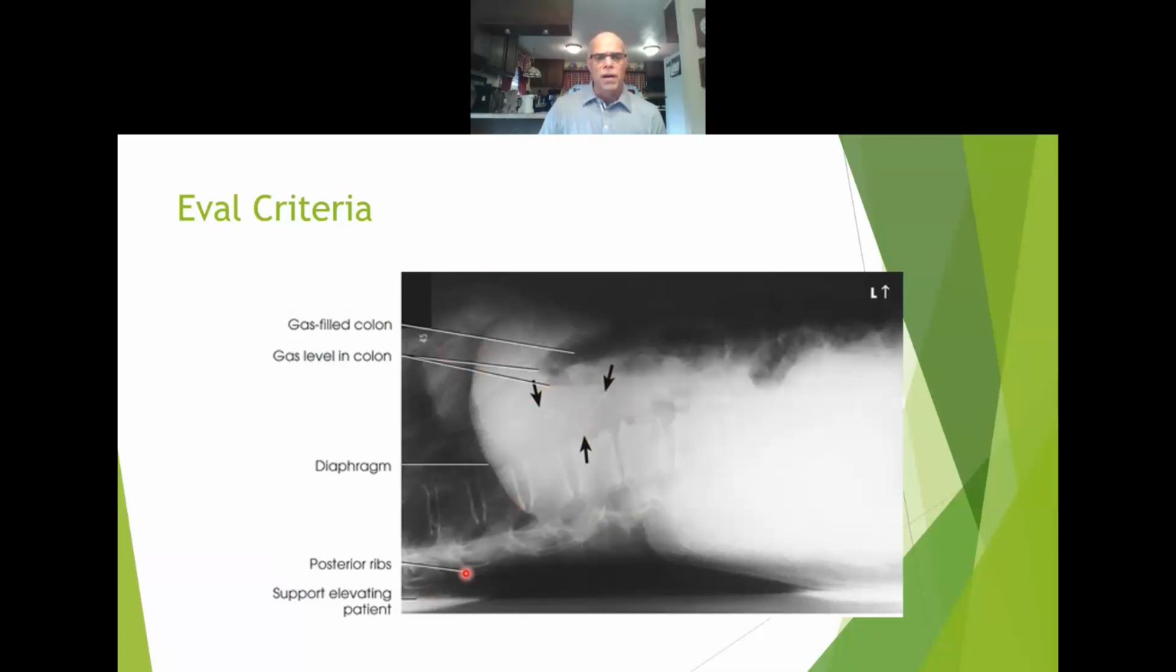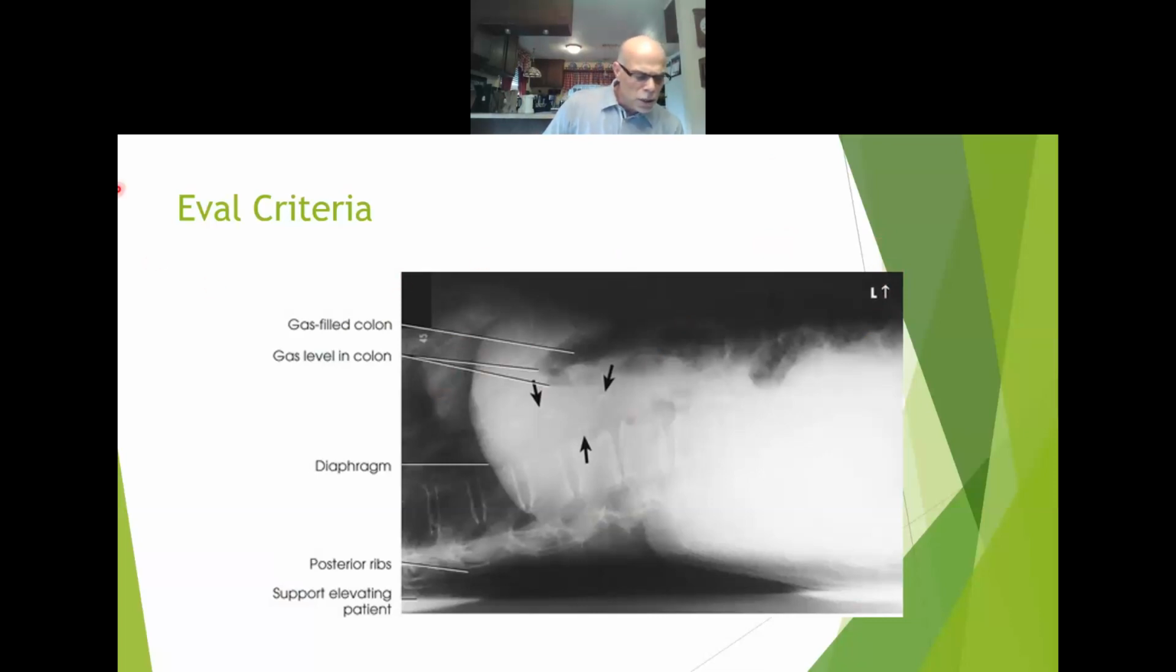There's your diaphragm, your posterior ribs. There's your support that the patient's lying on, which would have been the mattress itself. Just make sure if there is something down in that mattress, they need to be lifted up. We have it annotated as a left side up. So this is the left lateral decubitus, letting us know that the left side is touching and that this side is up. So that will give us our orientation to the image.